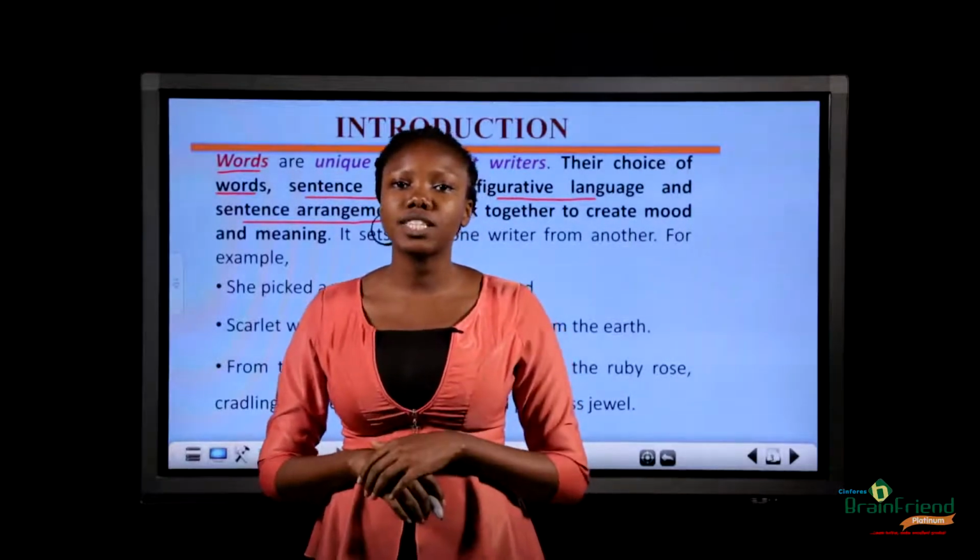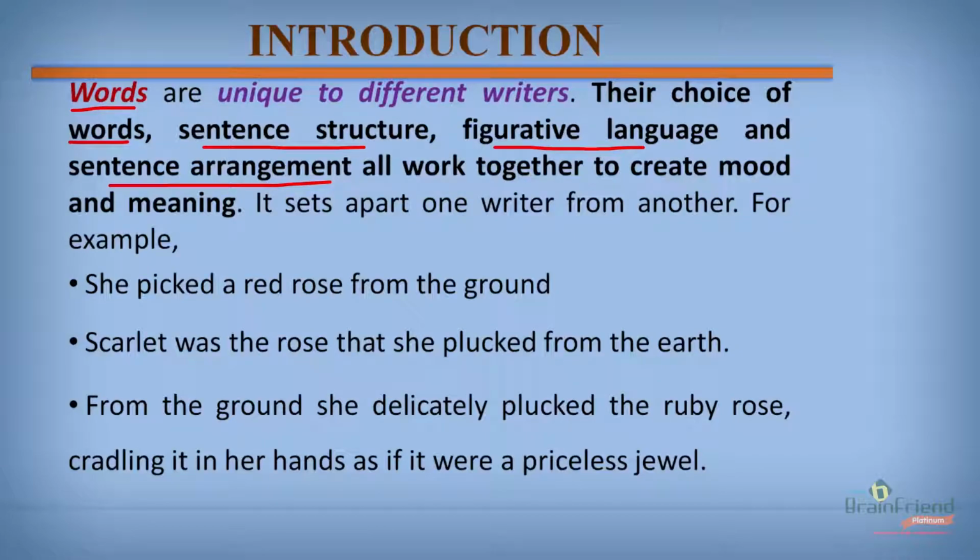Now let's take a look at this example. Author 1 said, "She picked a red rose from the ground." The second author said, "Scarlet was the rose that she plucked from the earth." And finally, the third author said, "From the ground she delicately plucked the ruby rose, cradling it in her hands as if it were a priceless jewel."